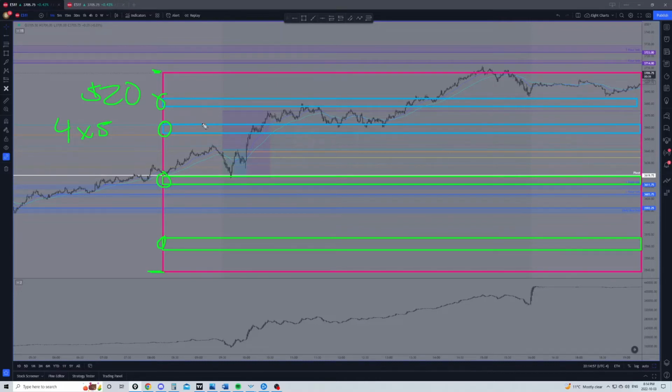Now, typically if you're not doing this and you're just gripping and ripping trades based on what you see in real time, you could find yourself in some trouble. Now, we do have a system and a strategy for that as well.